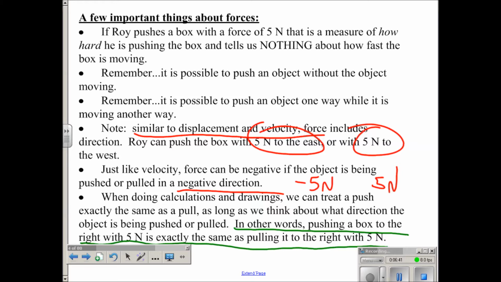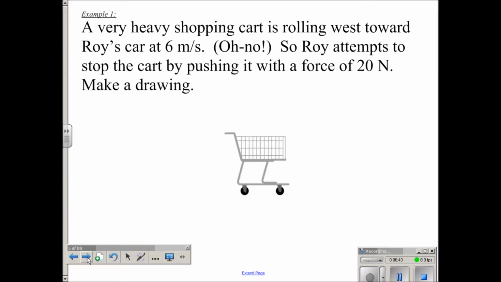okay, so let's do some examples here. What's going to happen is, because you're talking about objects in motion, there are 2 numbers that you're going to be concerned with. There's the velocity and the force. I'm going to try to always draw my velocities in blue and my forces in red. So here's an example of that. It says a very heavy shopping cart is rolling west towards Roy's car at 6 meters a second. Okay, so there we go. That's velocity, right? Because it's meters per second.